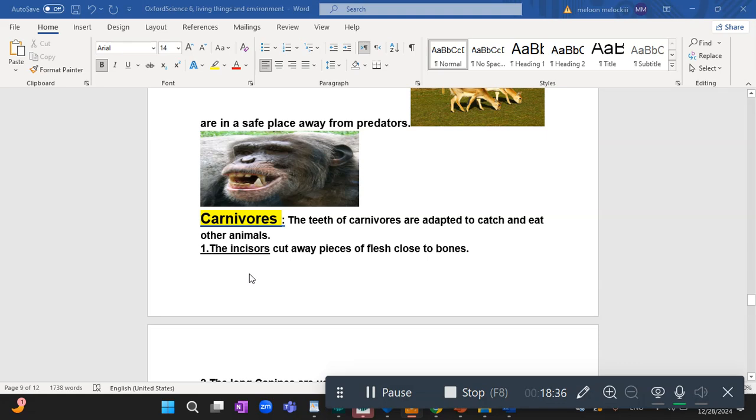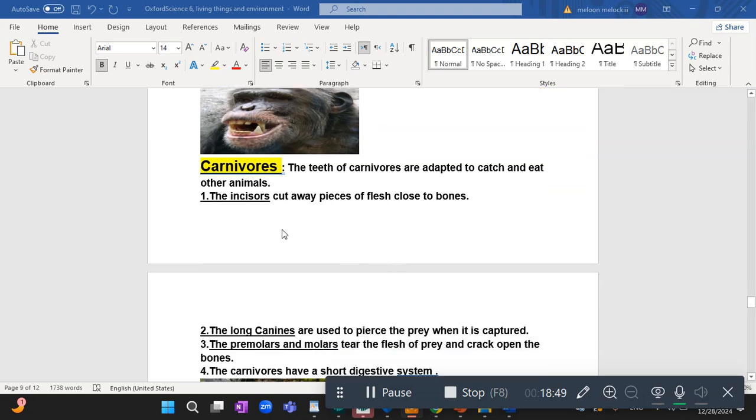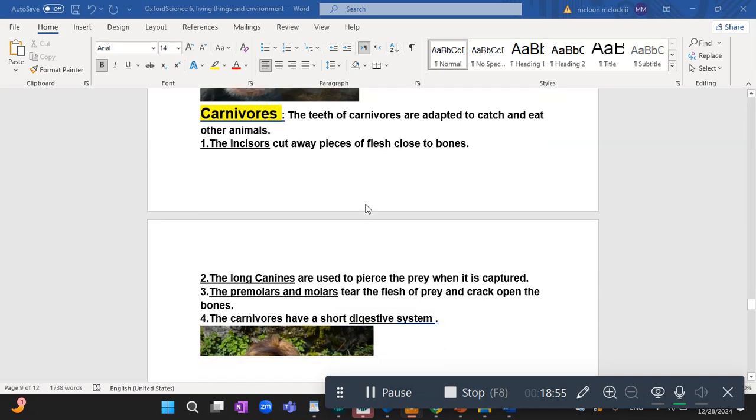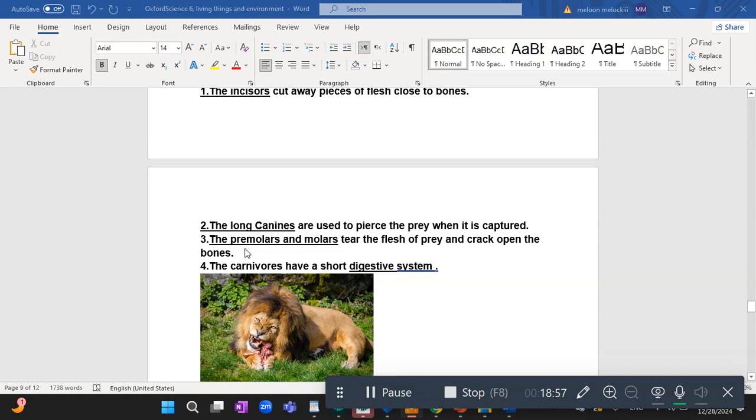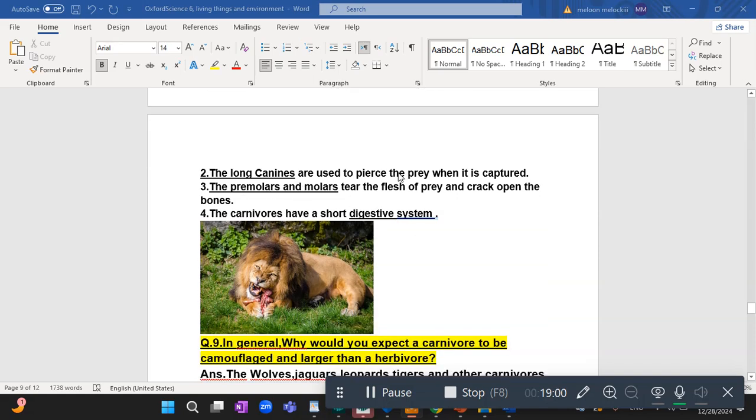And the carnivores. The teeth of carnivores are adapted to catch and eat other animals. First one, the incisors cut away pieces of flesh close to bones. The incisor teeth are to cut down the flesh into small pieces. Number 2, the long canines are used to pierce the prey when it is captured. So this is the picture of a lion, and the long ones are the canines. Canine teeth are long, which are used to pierce the prey when it is captured.